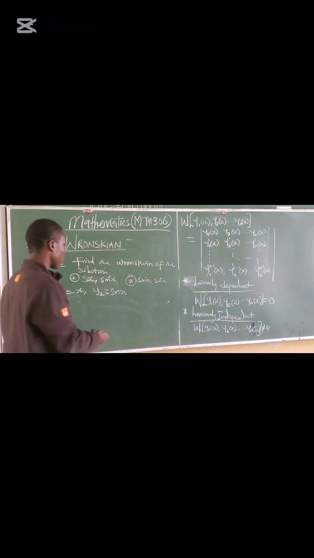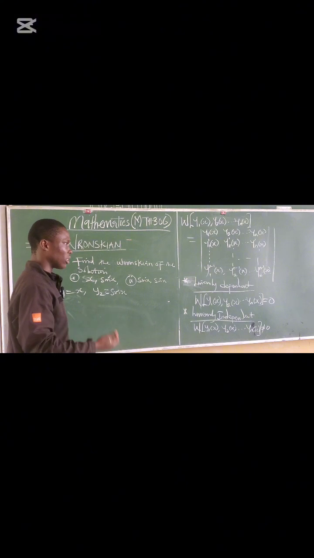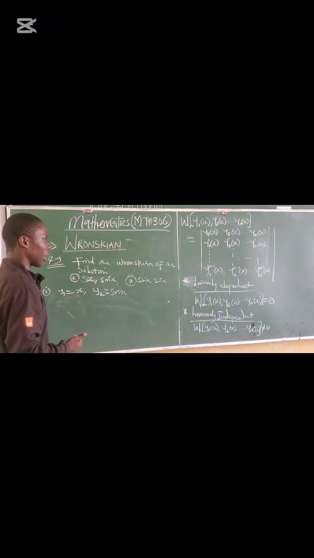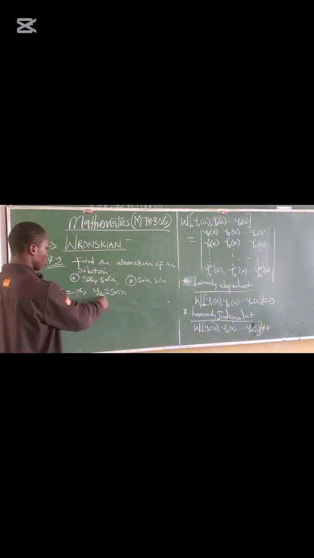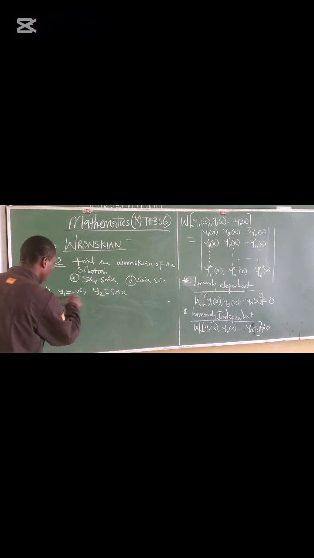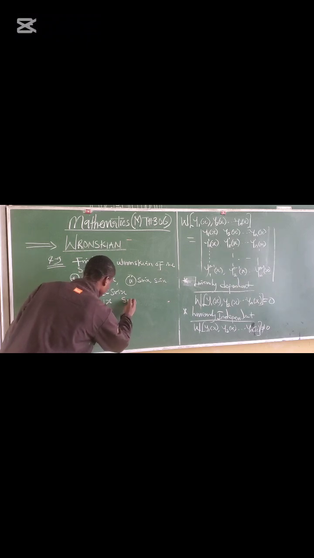The trick here is that if I am given two functions, I'm going to form a 2 by 2 determinant. If I'm given three functions, I will form a 3 by 3 determinant, and if I'm given four functions, I will form a 4 by 4 determinant. Here they gave us y1, which is x, and y2, which is sin x, so we are going to form a 2 by 2 determinant. So the WRONSKIAN of y1, y2 is the determinant with x and sin x.